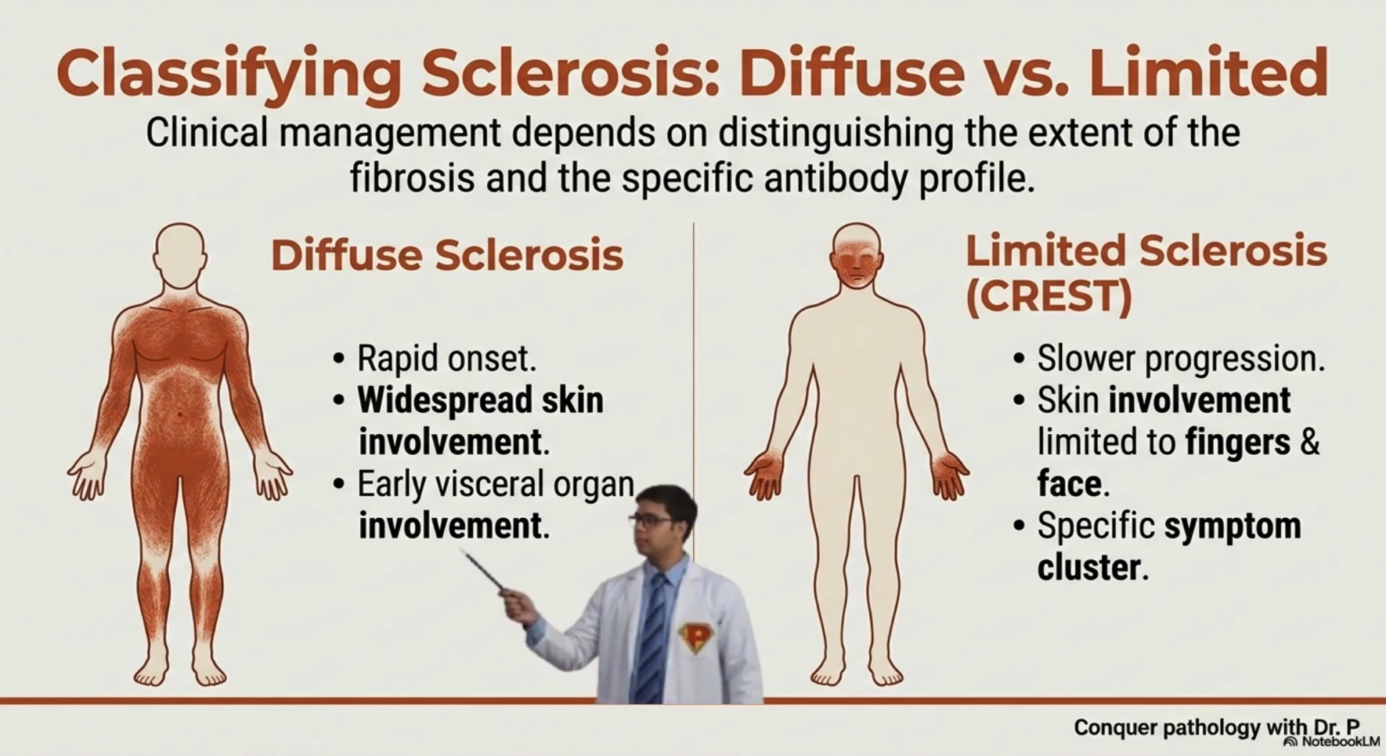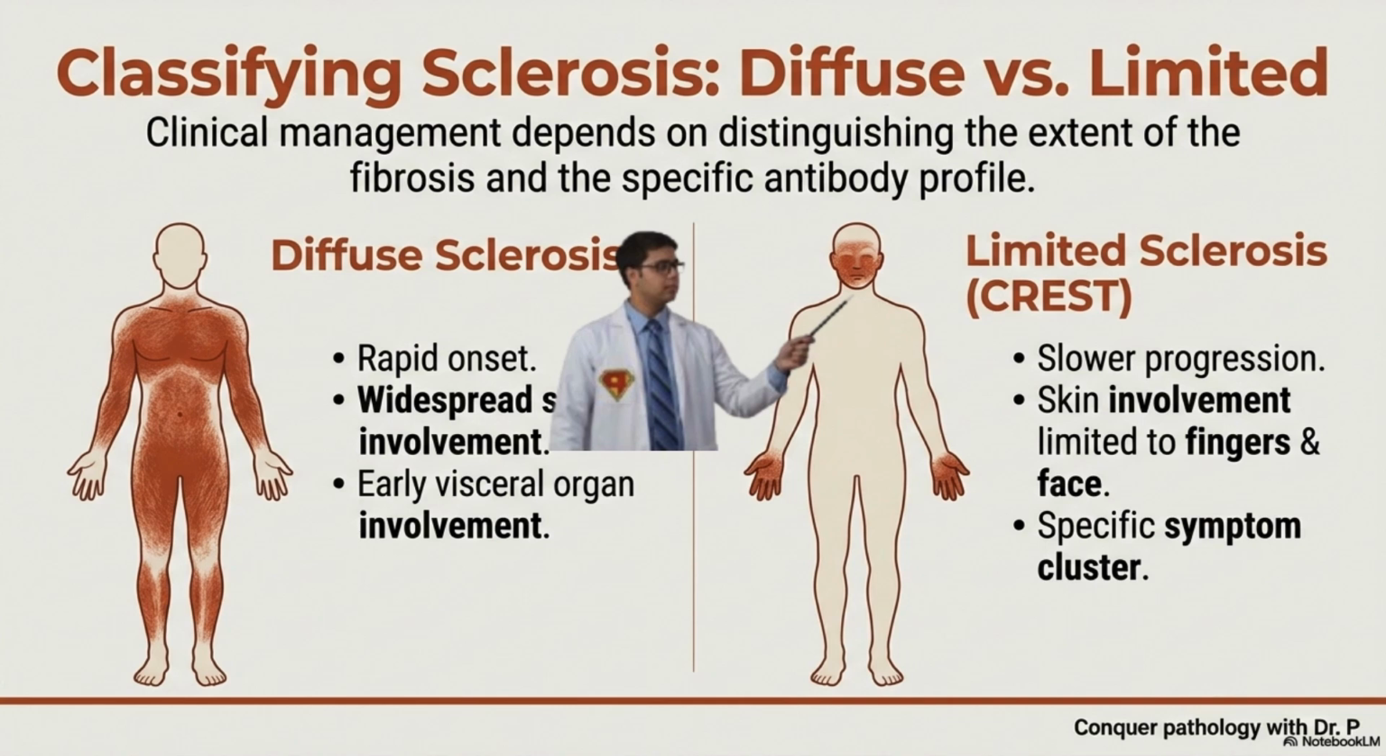Diffuse scleroderma is everywhere. Widespread skin involvement and early visceral organ damage is seen. For example, in lungs, kidneys, everywhere. Limited scleroderma is restricted, usually just the fingers and face. This one is slower and more benign.